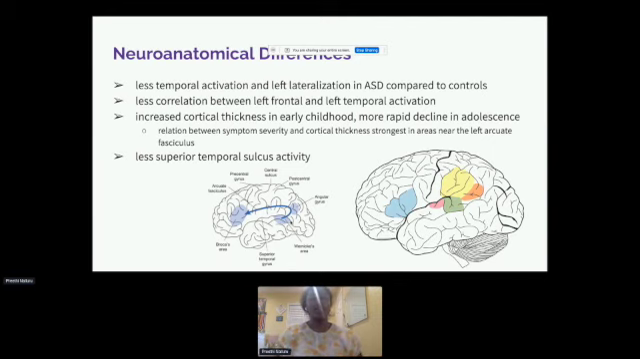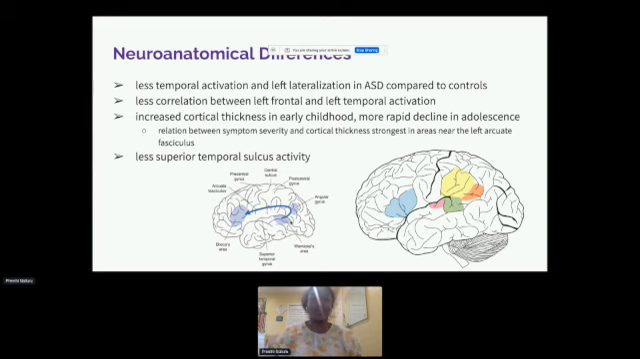So children with autism show less temporal activation and less left lateralization compared to controls. There's also less correlation in the activity between the left frontal and temporal activation. There's also increased cortical thickness in early childhood and a more rapid decline in adolescence. This could be due to a delay in processes like synaptic pruning, which removes the less important and excess connections in the brain. The relation between symptom severity and cortical thickness is strongest in the areas adjacent to the left arcuate fasciculus. Children with autism also show less superior temporal sulcus activity.